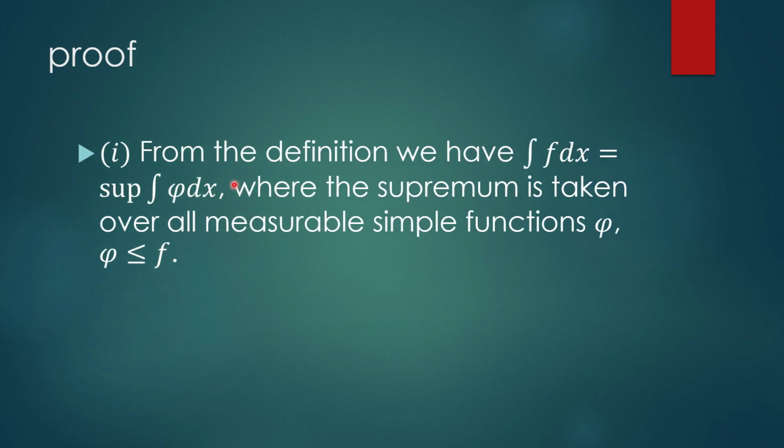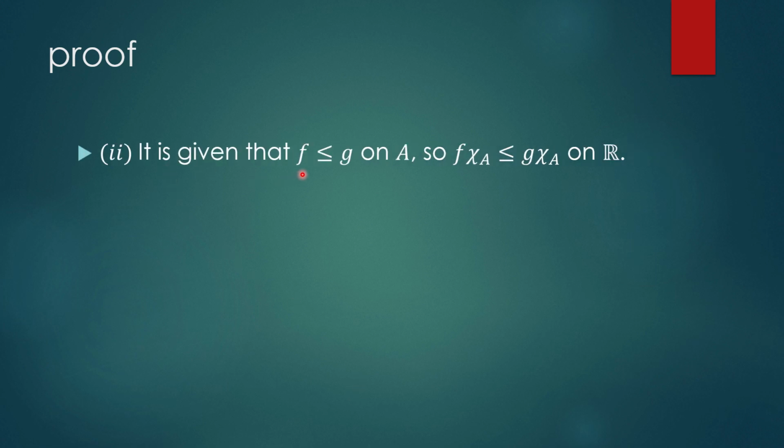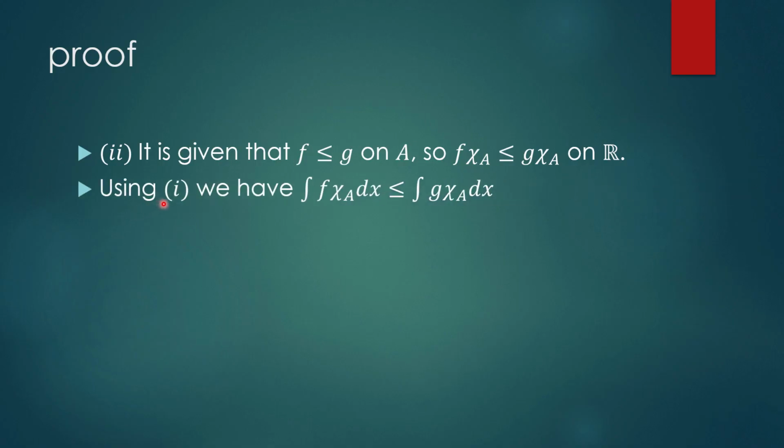From the definition, we have the integral of f dx equal to the supremum of the integral of φ dx, where the supremum is taken over all measurable simple functions φ such that φ is less than or equal to f. φ less than or equal to f implies that φ is less than or equal to g. It follows that the supremum over φ less than or equal to f of the integral of φ dx will be less than or equal to the supremum over φ less than or equal to g of the integral of φ dx. So therefore this is true. Number 2: it is given that f is less than or equal to g on A, therefore f times χ_A will be less than or equal to g times χ_A on R. Using number 1, we have this. This is the integral of f over A, and this one is the integral of g over A.